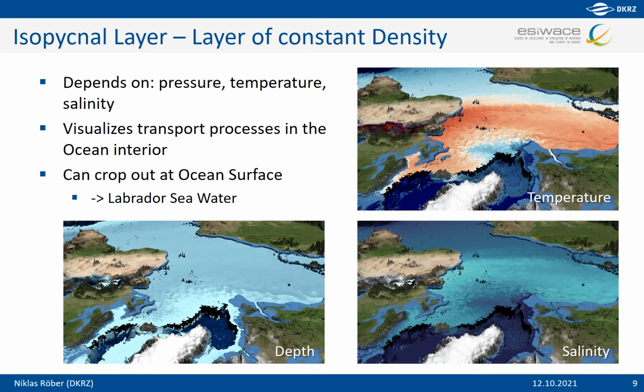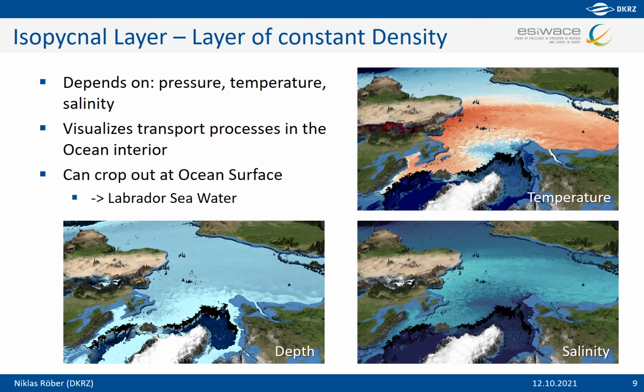Parts of the visualization focus on the so-called Isopycnal layer. An Isopycnal layer is a layer of constant density on which most transport processes in the ocean's interior take place. Density, of course, depends on pressure, but also on temperature and salinity, and therefore the depth at which this layer cuts through the ocean can vary.